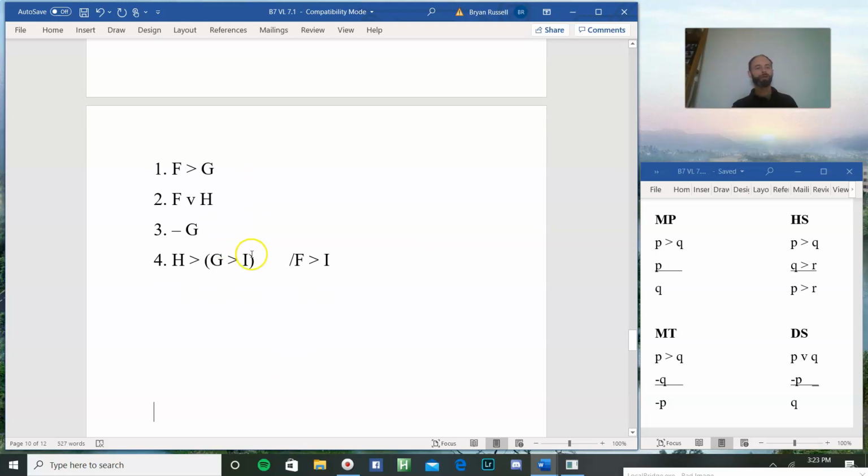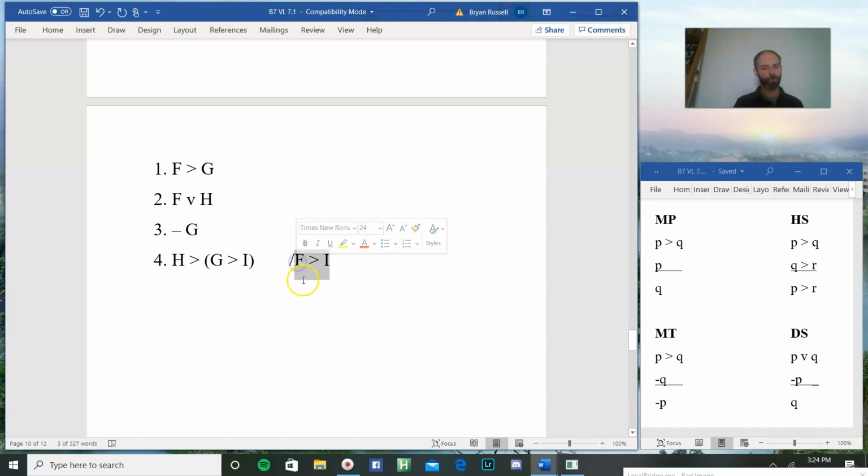Here, we're given 4 premises, and what we're trying to get is F horseshoe I. So let's see how we can do that. And if you want, you can pause me right here, do it yourself, and check the way you did it with the way I did it. So what we're trying to get is F horseshoe I.